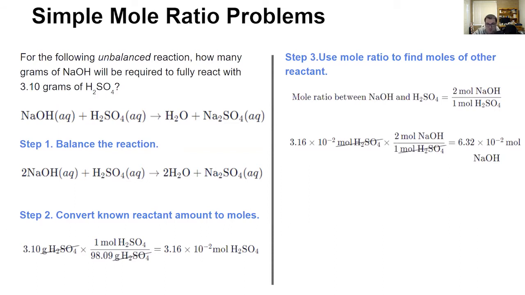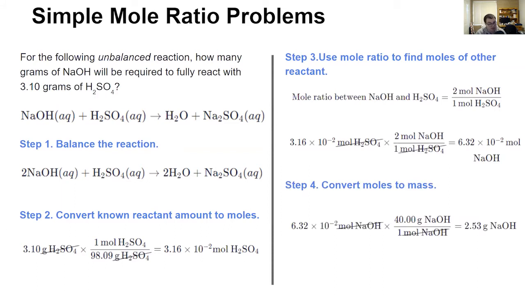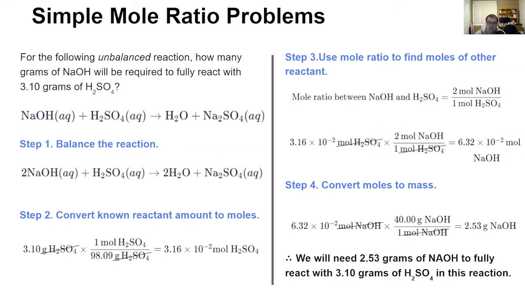Okay, now, final step, we just need to convert our now known quantity of moles for our sodium hydroxide to a mass. And we do that by multiplying it by the molar mass, which for sodium hydroxide happens to be 40 grams per mole. Pretty straightforward, comes out at 2.53 grams of sodium hydroxide. And I like to cap off all of my answers to problems of this nature with a little therefore statement, just like a mathematical proof. Therefore, we need 2.53 grams of sodium hydroxide to fully react with 3.1 grams of sulfuric acid.